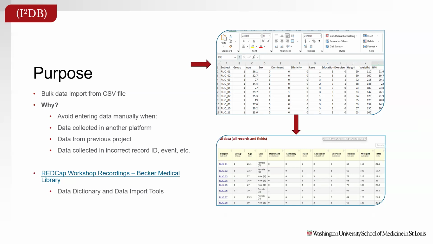Sometimes people will import data from one project to another, and sometimes it can help if you've accidentally collected or entered data into an incorrect record ID or an event. So if you have a longitudinal project and you were entering data on visit 10 for record 20 and you accidentally entered it in record 19's data, and you entered a lot of data, you don't want to re-enter that all at once. You could download it and import it into the other record.